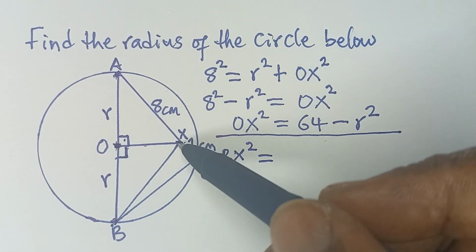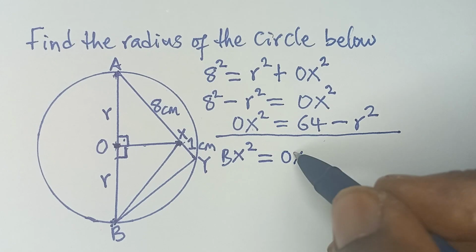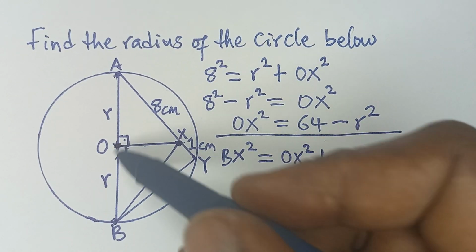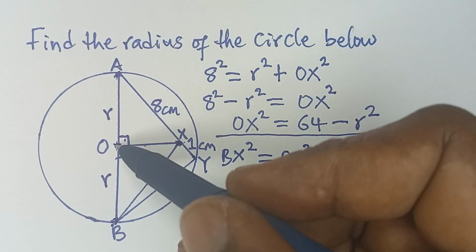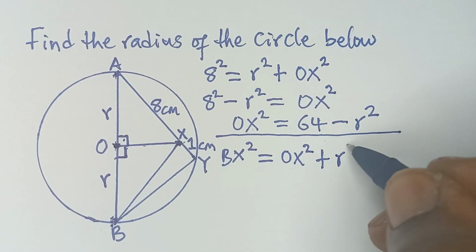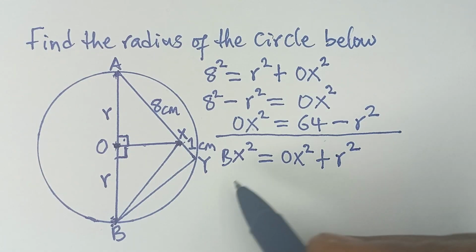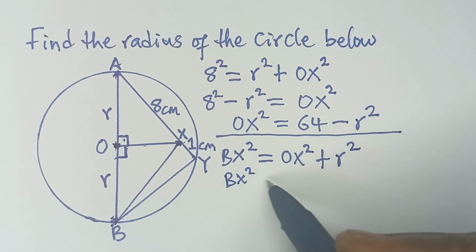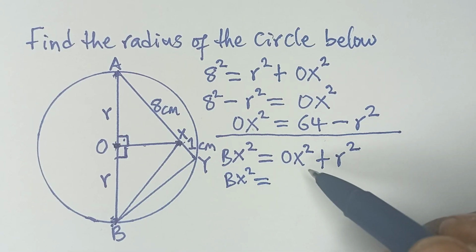So this side square, which is OX square, and then plus the third side now, which is the radius. Don't forget, from here to here is also radius. So this square, so R square. So that's BX square will be equal to OX square.